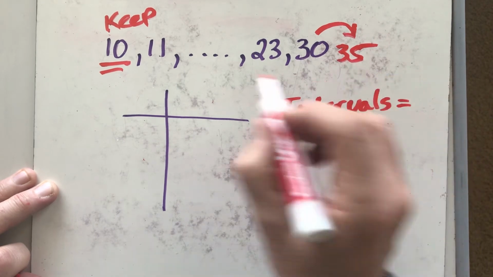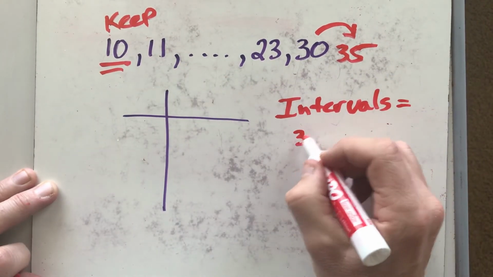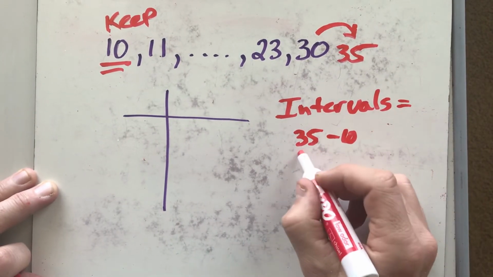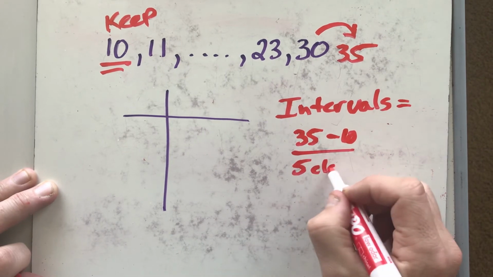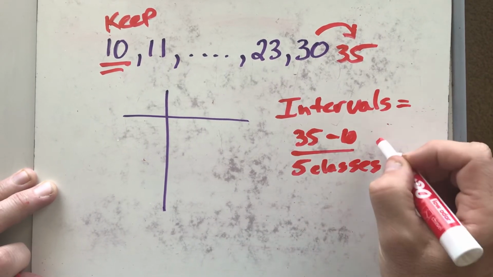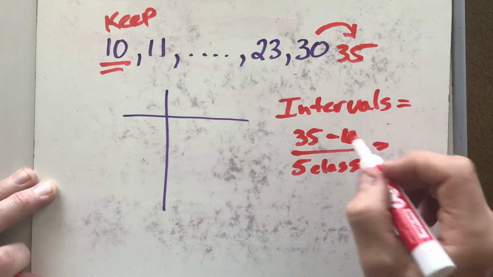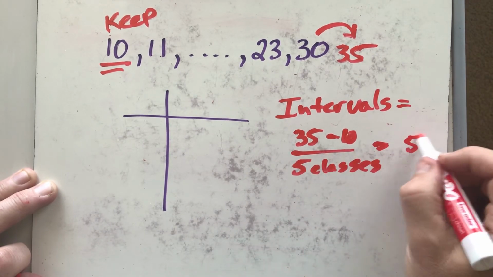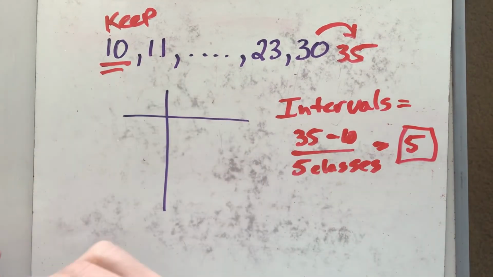and then I do my intervals from there. So I'm going to use 35 down to 10, so I say 35 minus 10, divided by how many classes I want. I want 5 classes, and that makes 35 minus 10, which is 25. 25 divided by 5 equals 5. So I need to count by 5s starting from 10.